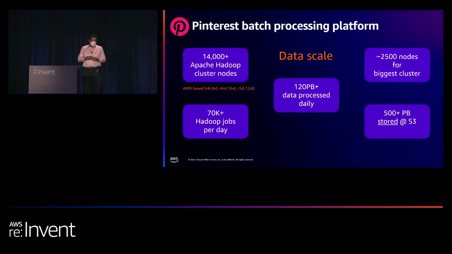Zooming in further on our batch processing platform, currently we are using Hadoop, at least we're using Hadoop in a fairly massive way. Some quick numbers: Hadoop cluster nodes at this time, around 14,000-plus EC2 instances in the cloud. Our biggest cluster is around 2,500-plus nodes. We run about 70,000 Hadoop jobs per day. We process hundreds of petabytes of data daily, and we have more than half an exabyte of data in S3 under management. So with that in mind, we have a very big Hadoop base.